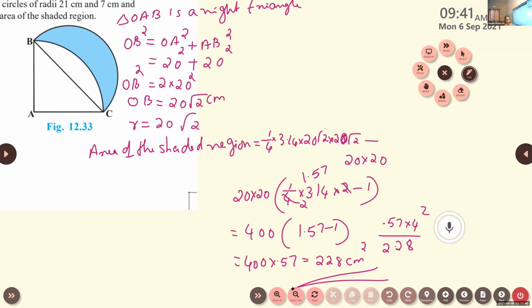Find out the answers by calculations. Do the calculations by yourself. Because for MCQ questions only this 228 will be there in your options, so you have to be very fast on doing such calculations. Okay, children.